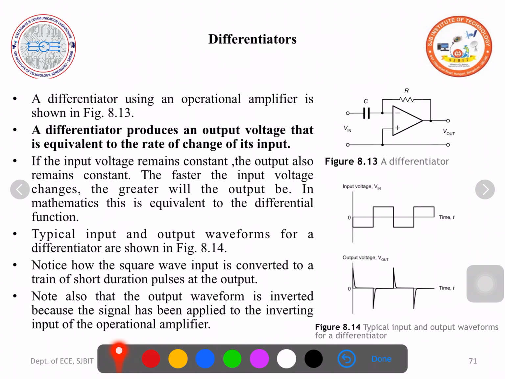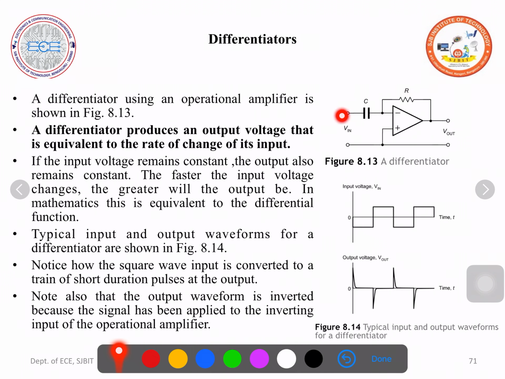The second application, you can use the operational amplifier as a differentiator. The differentiator produces an output voltage that is equivalent to the rate of change of its input. Let us see the circuit. This is a circuit diagram.